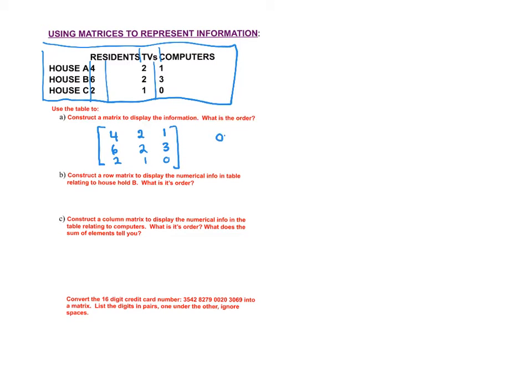Okay, so what is the order of this one? How many rows was it? Three. Good. 3 rows and 3 columns. So we'd write the order of that.